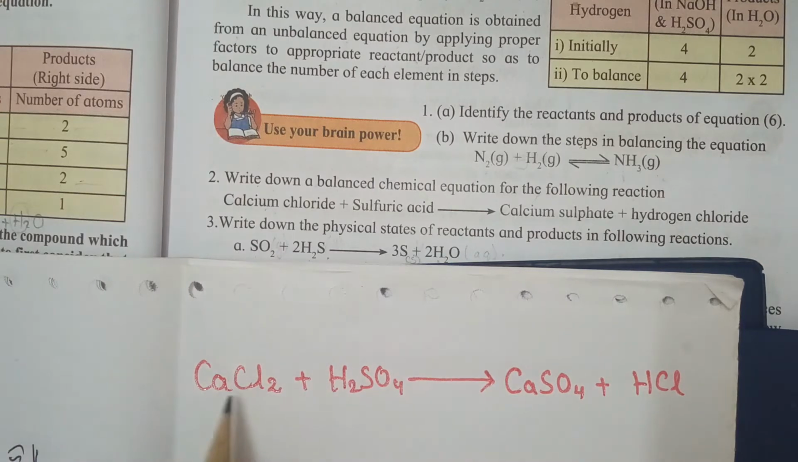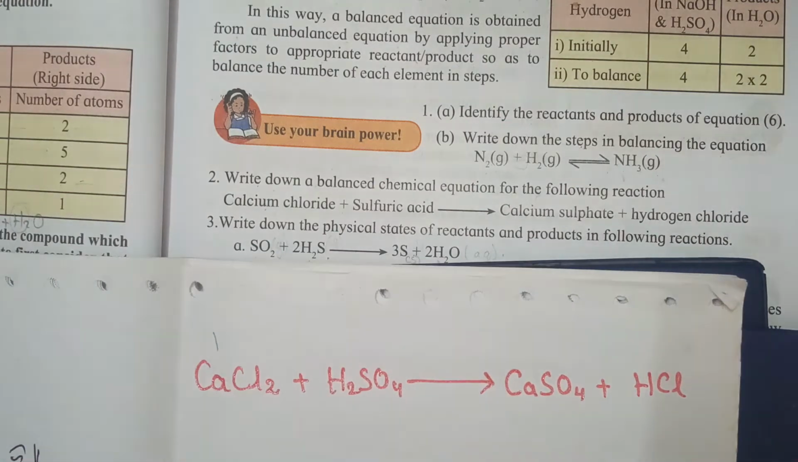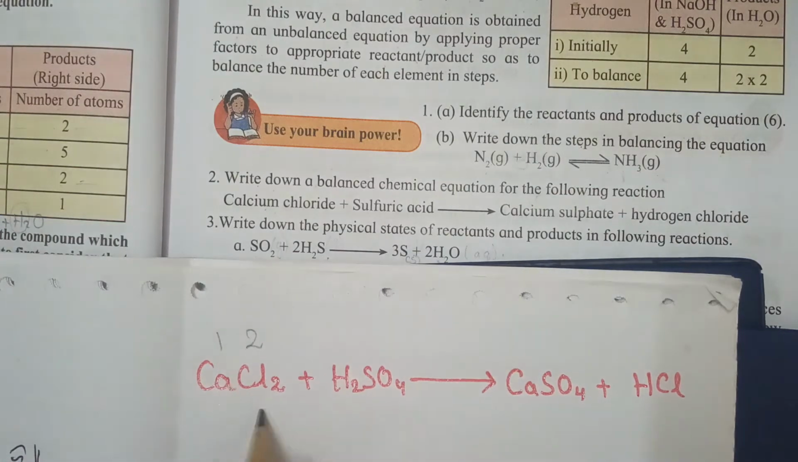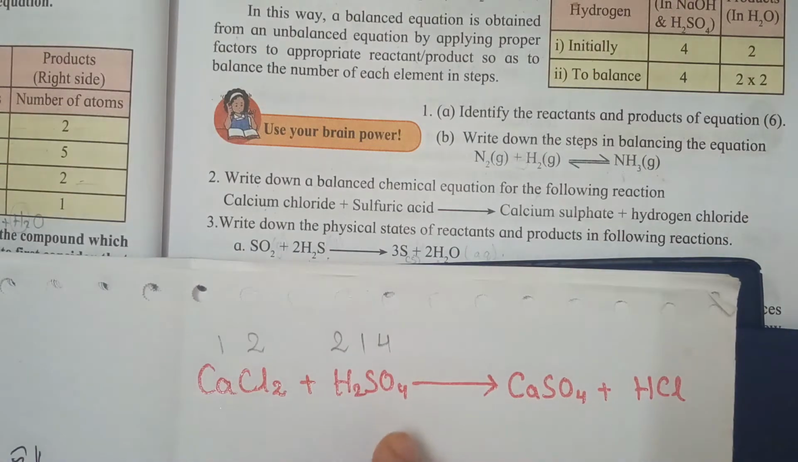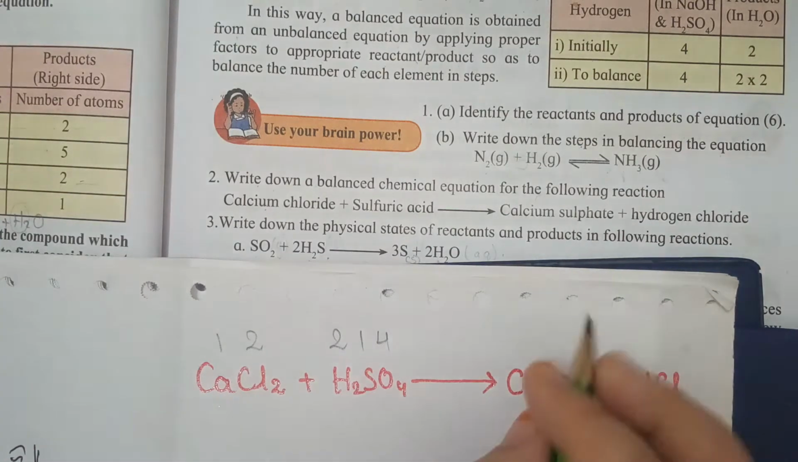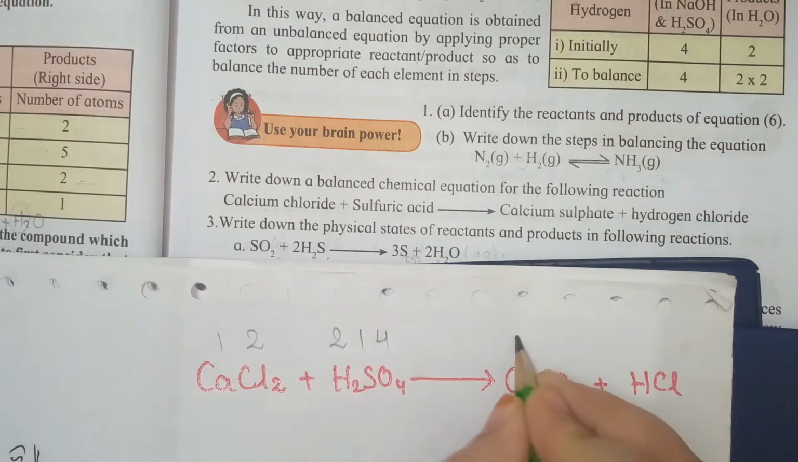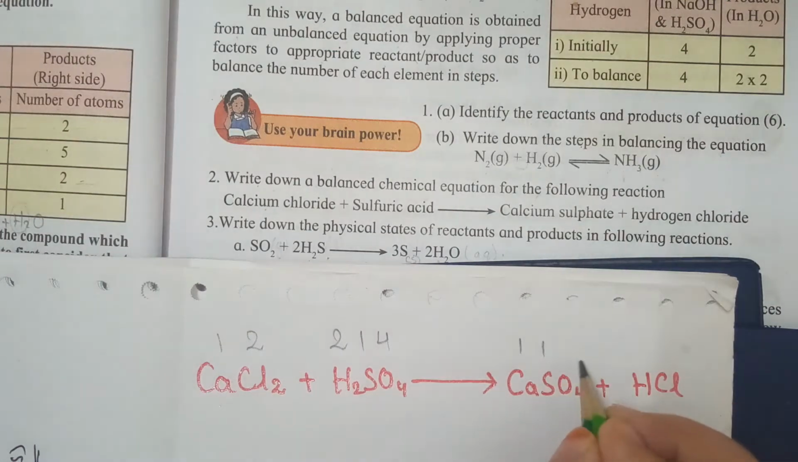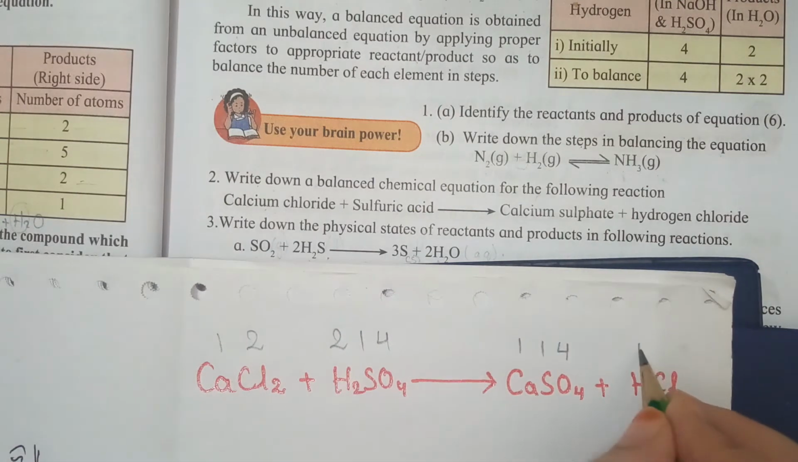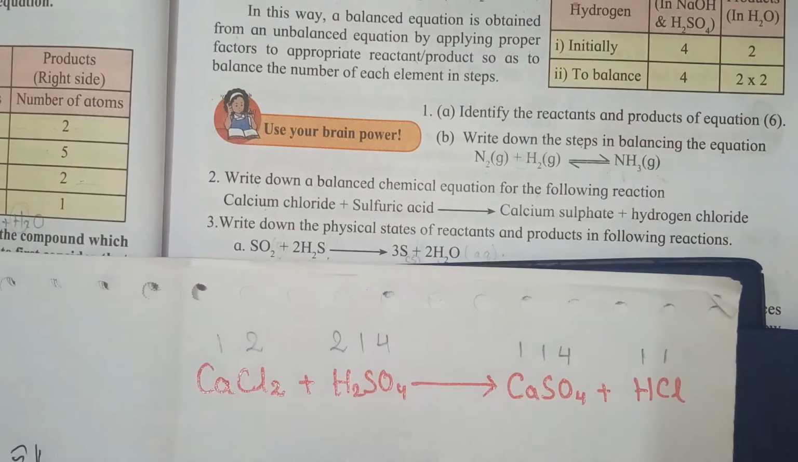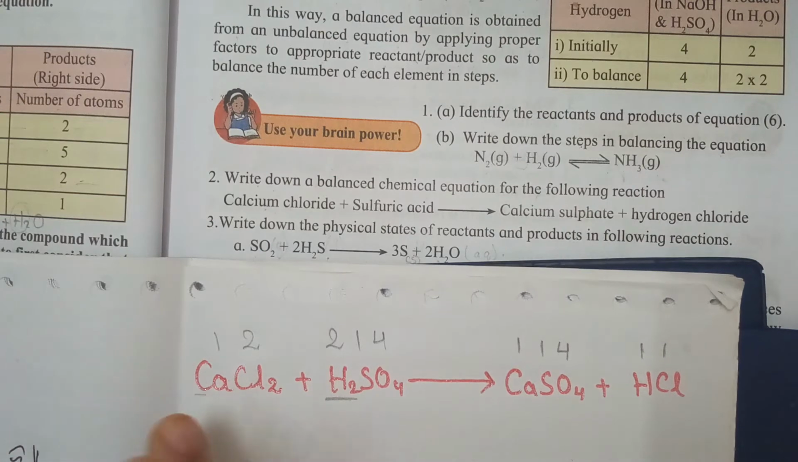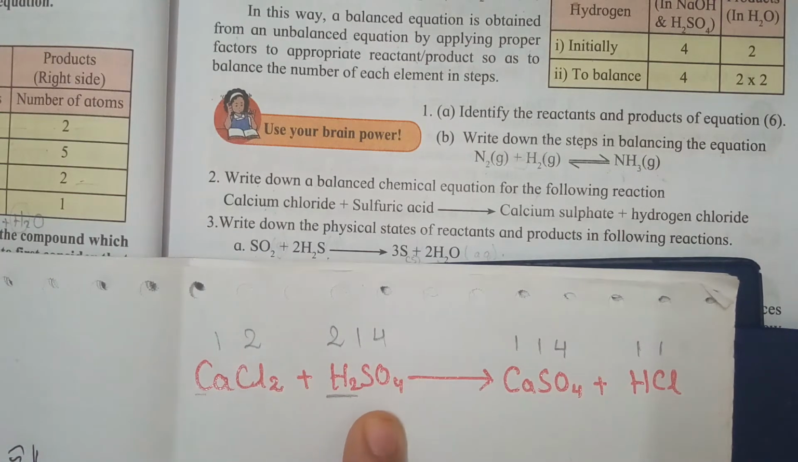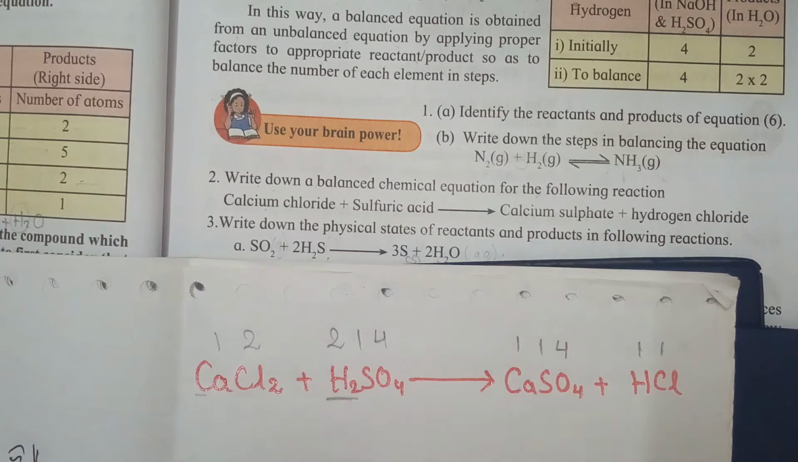Now to balance this equation: here one atom of calcium is there, two atoms of chlorine, two atoms of hydrogen, one sulfur, and four atoms of oxygen. Now just write the number of atoms in the compounds on the product side: 1 calcium, 1 sulfur, 4 atoms of oxygen, 1 hydrogen and 1 chlorine. So calcium is balanced on both sides, sulfur is also balanced on both sides, and oxygen is also balanced on both sides.